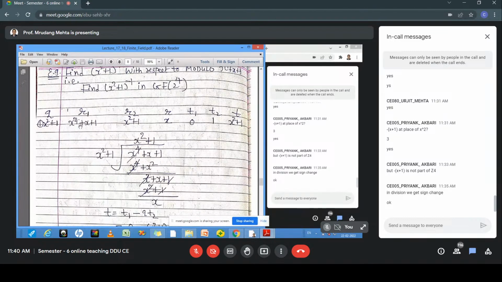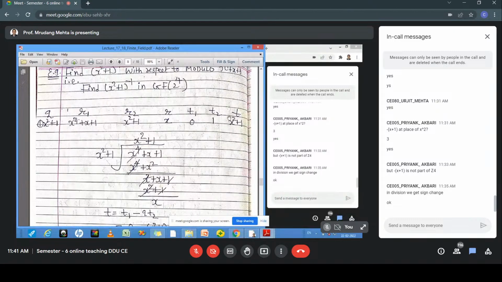Here we have x raised to 4 plus x plus 1, that is R1, and x square plus 1. This term's multiplicative inverse we want to find with respect to this. So we multiplied by x square. So x raised to 4 gets cancelled out because it is an XOR operation. Then x square plus x plus 1, again x square plus 1. So what remains is x. So the remainder is x.